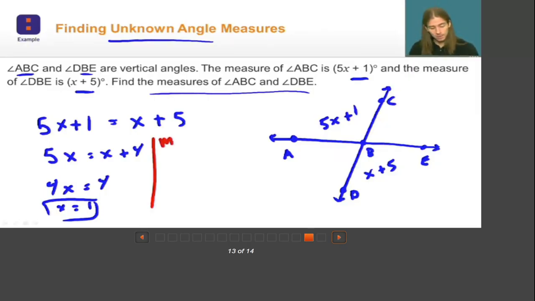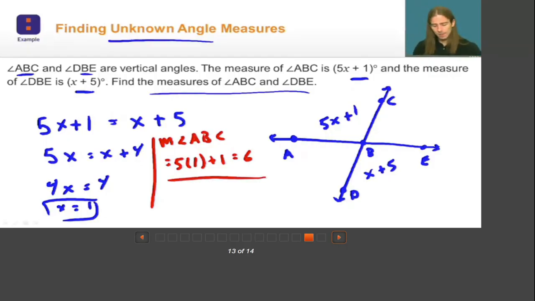So the measure of angle ABC, well, that's going to be equal to 5 times 1 plus 1, which is equal to 6. And using what we already know about vertical angles, I know that the measure of the other angle, DBE, must have the same exact measure, must be equal. So both of these are equal to 6 degrees.